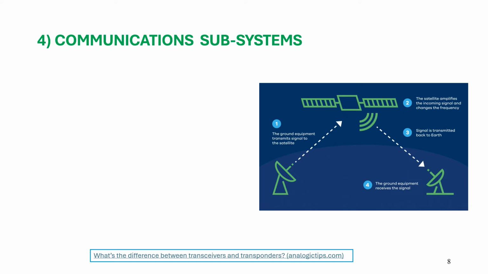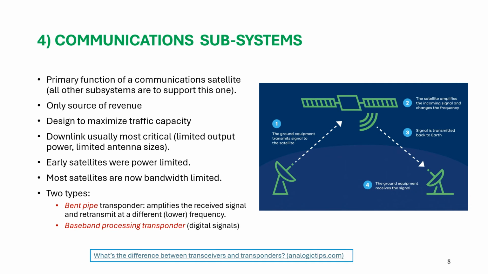For the communication subsystem, the primary function of a communication satellite is the communication. So everything before and after is just to serve this subsystem, where usually we have the main source of revenue. And when we design a system for communication, we would like to maximize the traffic capacity, the data rate capacity, the number of users that can be served.